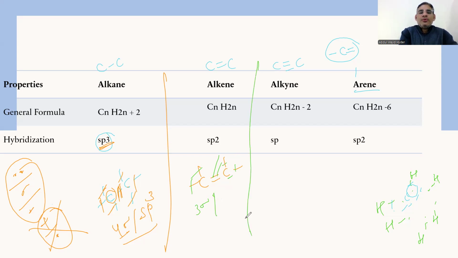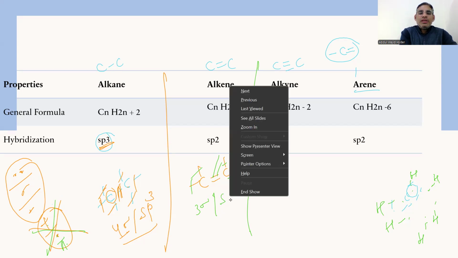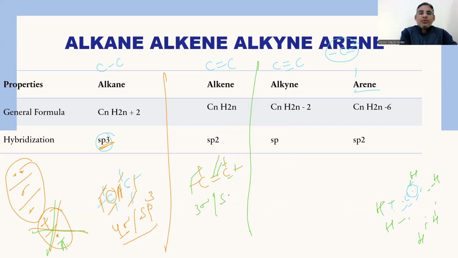As I already told you, pi bond will never be considered in hybridization. Plus charge, free electron and pi bond will never be considered. Only sigma bonds will be counted for calculating hybridization. So 3 sigma bonds. What is the meaning of 3? 3 means sp2.